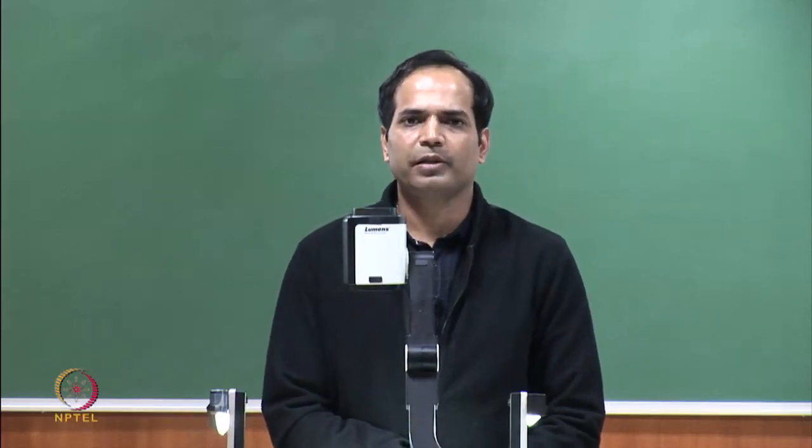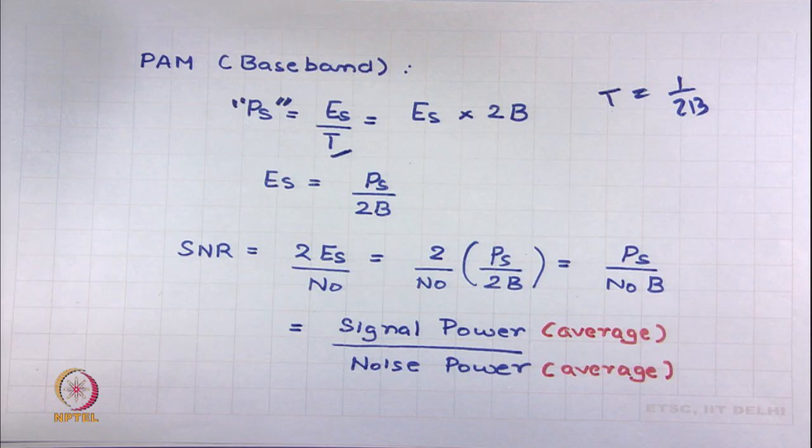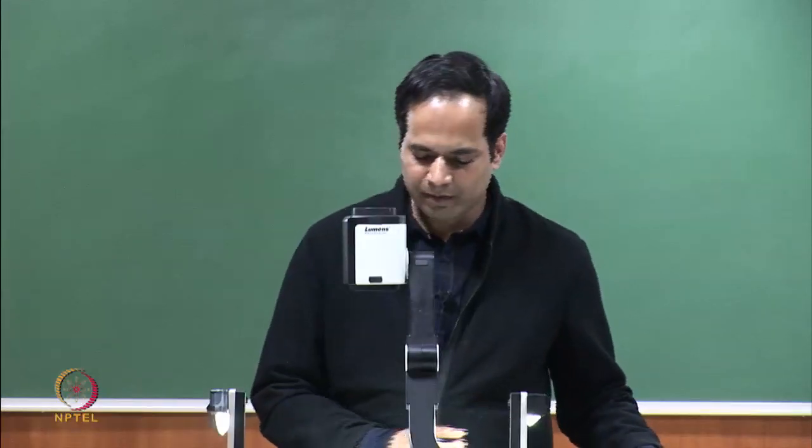So signal to noise ratio can also be understood as average signal power divided by average noise power. Maybe this is more convenient to use in this way. Then you do not have this factor of 2. Let us see whether we get the same expression for signal to noise ratio also for QAM.